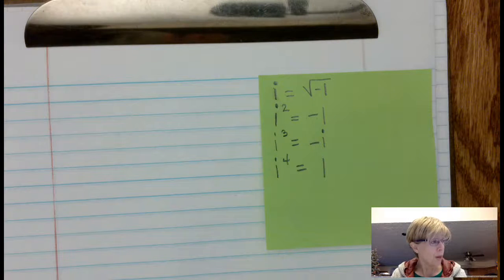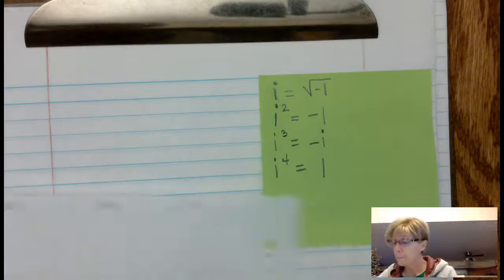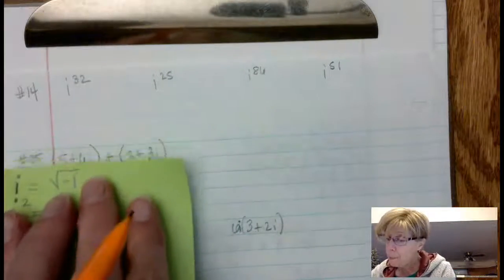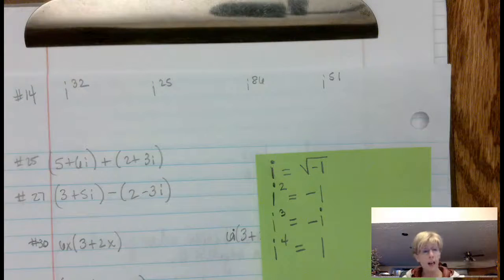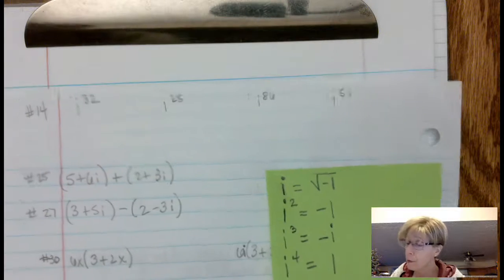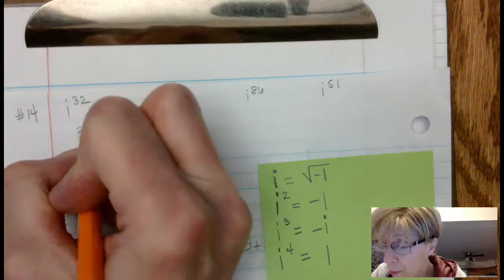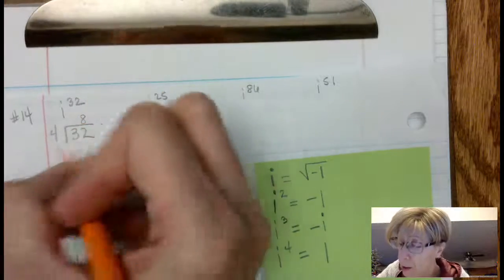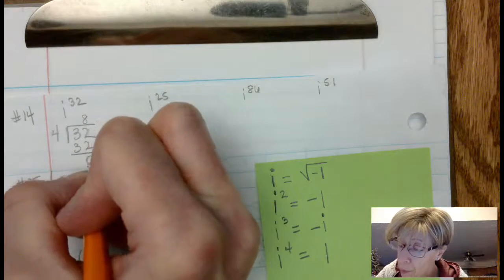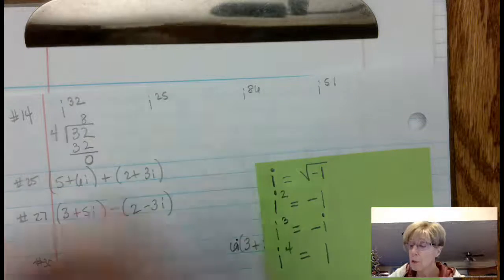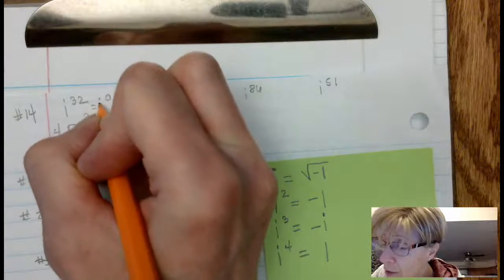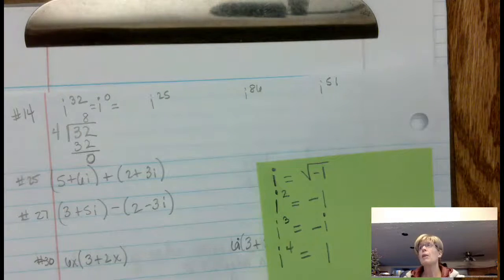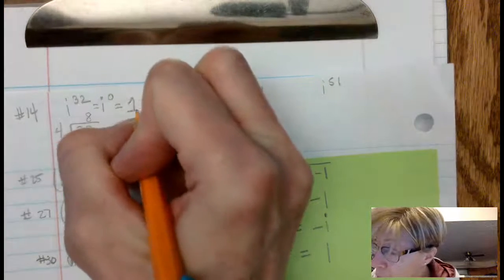So on slide 14, what we've got is simplifying i to the 32nd, i to the 25th, i to the 86th, and i to the 51st. And what happens to simplify this is that you take the exponent of i and you divide by 4. Well, 4 times 8 is 32, and we get 0 left over. Well, i to the 32 is the same thing as i to the 0. And if you recall, back in the exponent rules video, i to the 0 is 1.